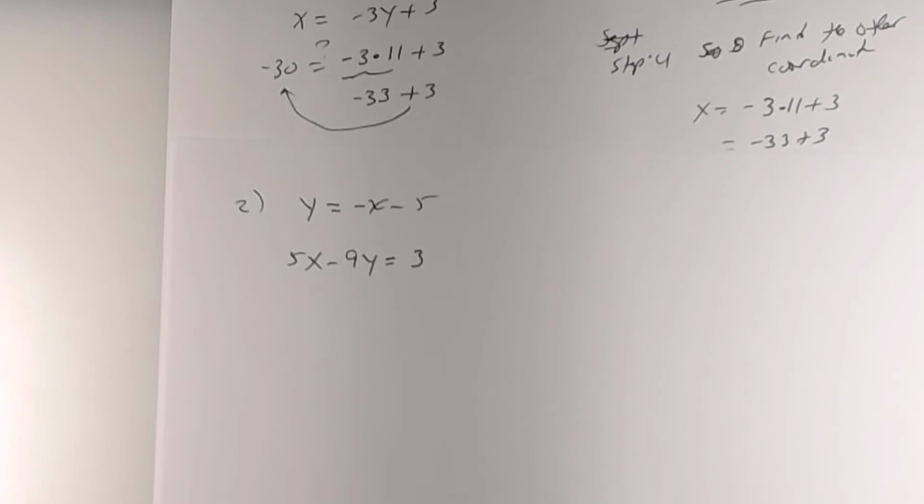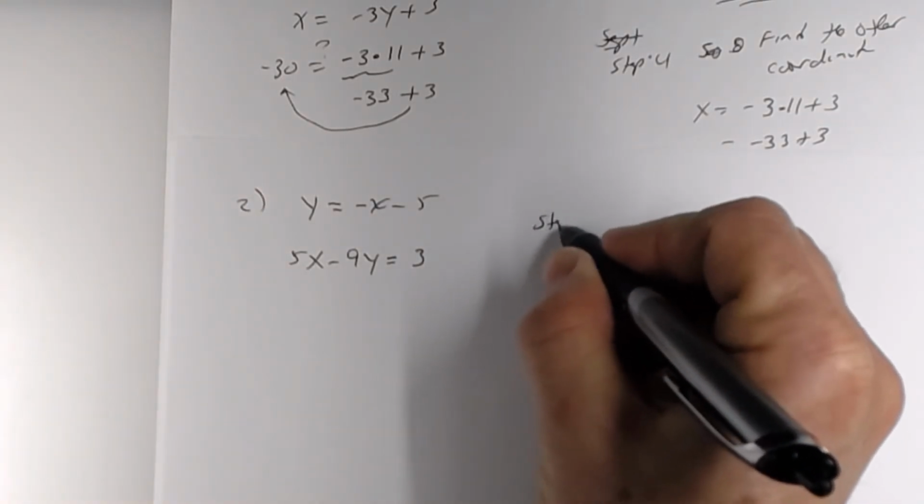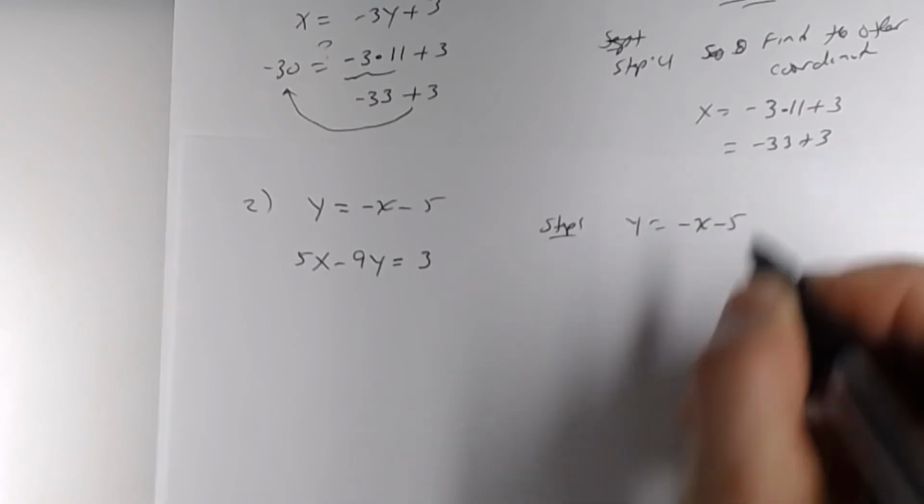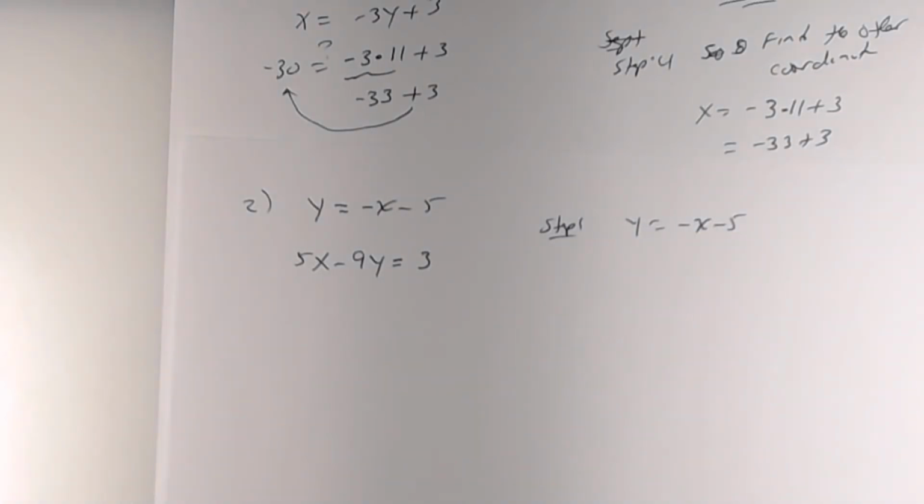So step one, remember, is to take one of the equations and solve for a variable. Well, step one's already been done for you. So step one, you're going to say y equals what? Negative x minus 5. Okay? Step two is where you take that expression for y, in this case, and you substitute it into the other equation. All right, let's go ahead and do that.